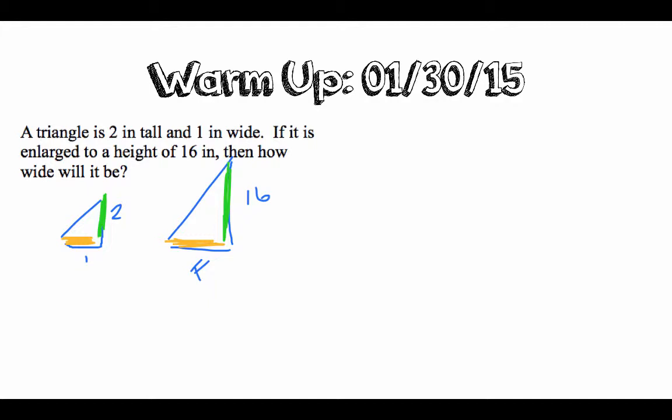What we can easily do is just set up a proportion. So 1 over x equals 2 over 16. Now notice again that I'm keeping the same triangle on the same side of the equal sign. I'm not mixing those two up.